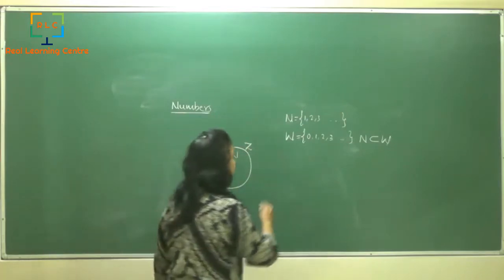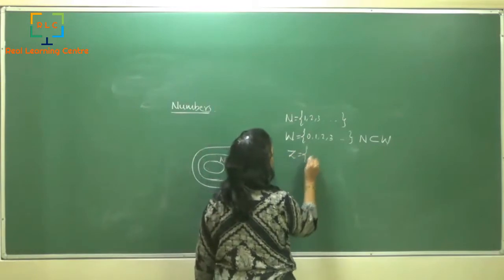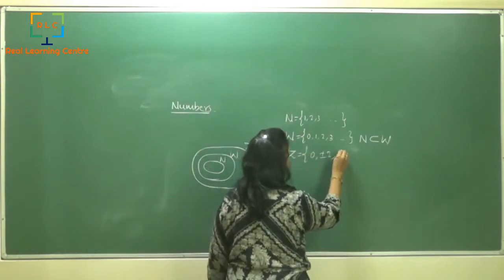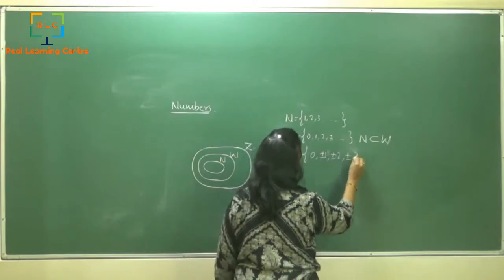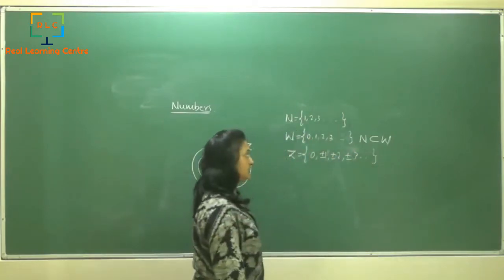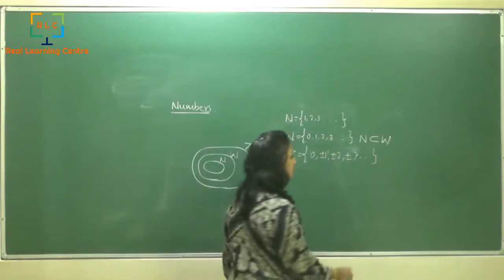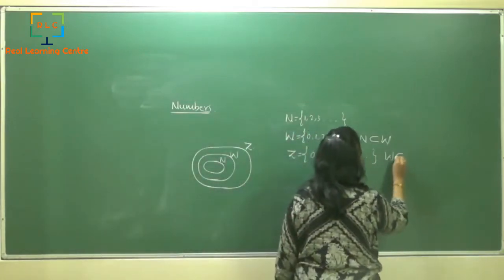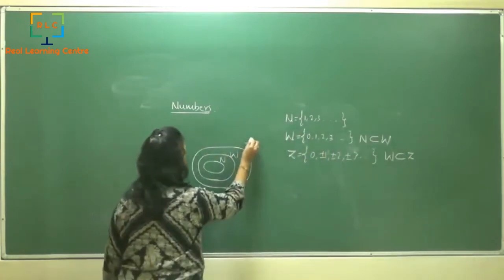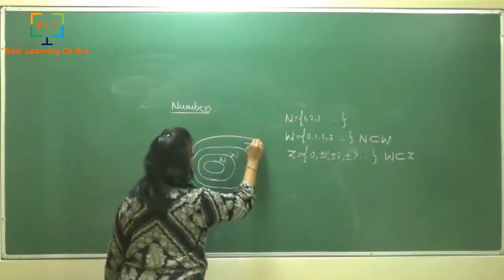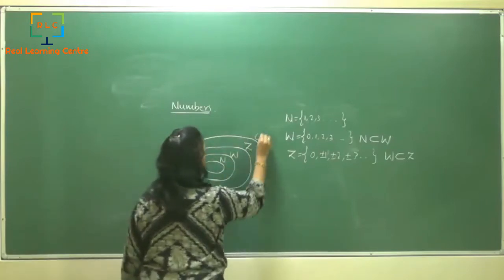Integers. What are integers? Integers are our plus and minus numbers: 0, plus or minus 1, plus or minus 2, plus or minus 3, and so on. So we clearly see that the whole numbers are inside integers. So we say whole numbers is a subset of integers. Then we have these integers inside rational numbers.